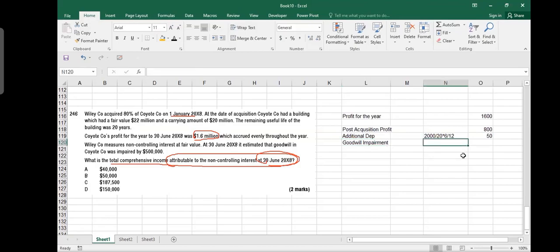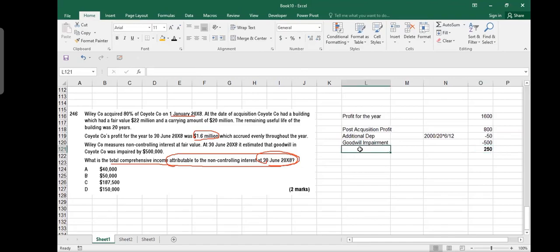Goodwill impairment. How much is the goodwill impairment? Goodwill is 500,000, right? 500,000, and all of that is impaired. So this is 800,000. Okay, let me put this as also minus, and this 500,000 also minus. So this is 800,000, this is 500,000, and you make a total. So your group subsidiary's adjusted profit is 250,000.